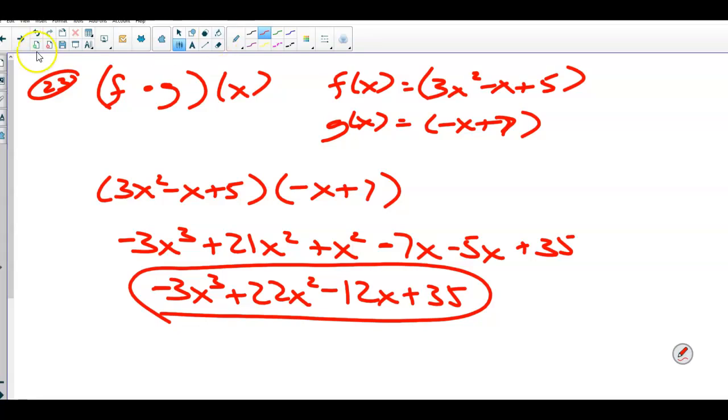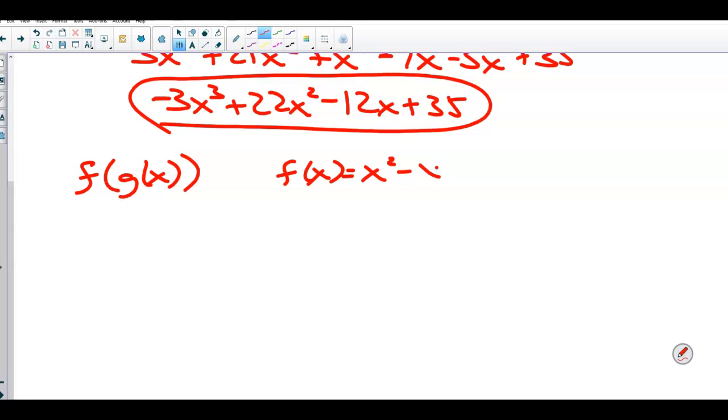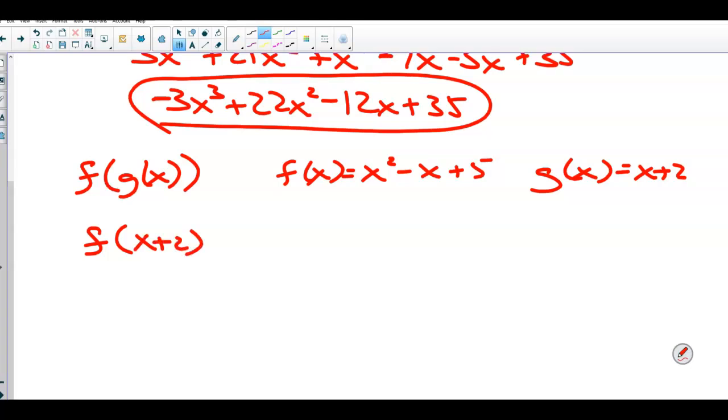When we combine functions or do a composition, this is usually how it'll look. f of x equals x squared minus x plus 5, and g of x equals x plus 2. And essentially what I'm allowed to do is replace the g of x with what it equals, x plus 2. And then from there, everywhere I see an x in the f of x formula, I plug in x plus 2.